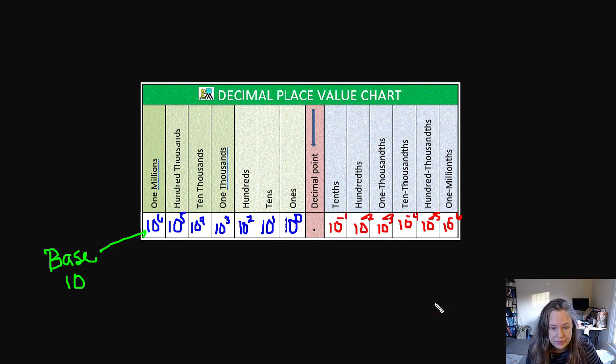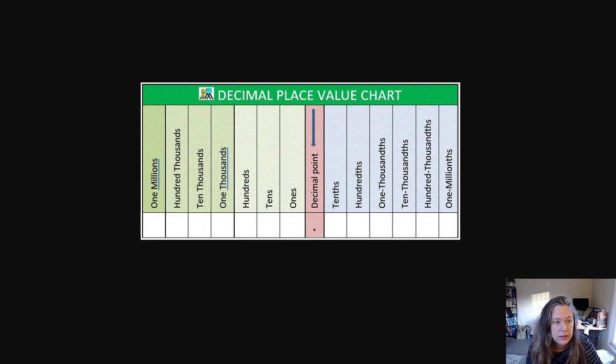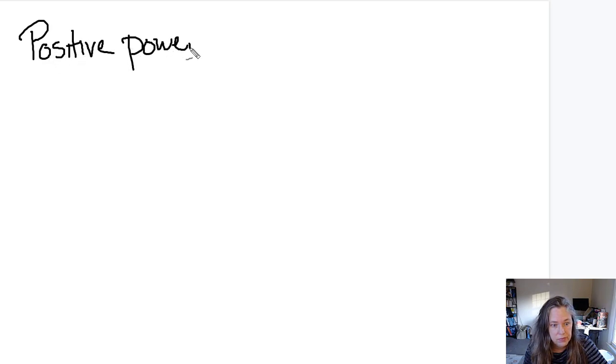So I'm going to erase this. Two things to notice. You probably do want to take notes on this part. So two things to notice. Positive powers of 10 are numbers that are greater than 1.